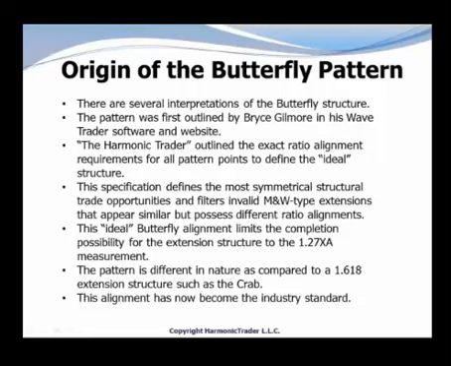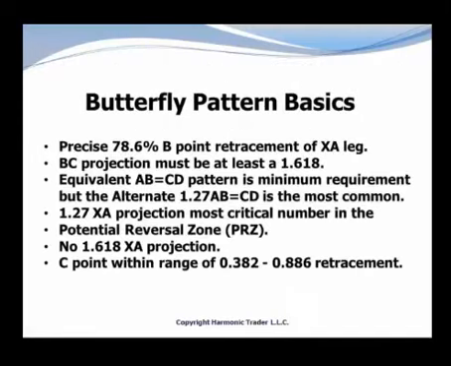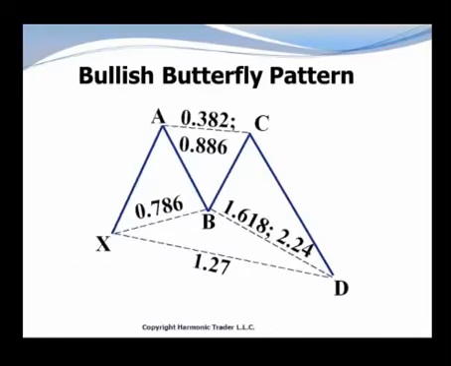Bullish butterfly pattern. Now, in the illustration, we have an M-type extension structure. This can be only one possibility at the D point for our primary XA leg, and that is a 1.27 extension.